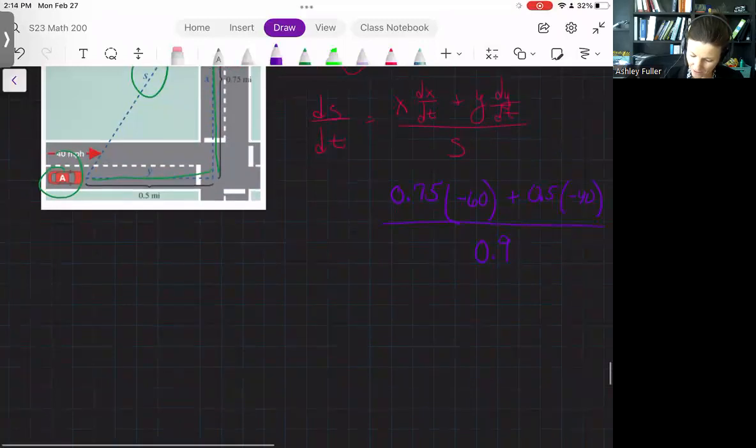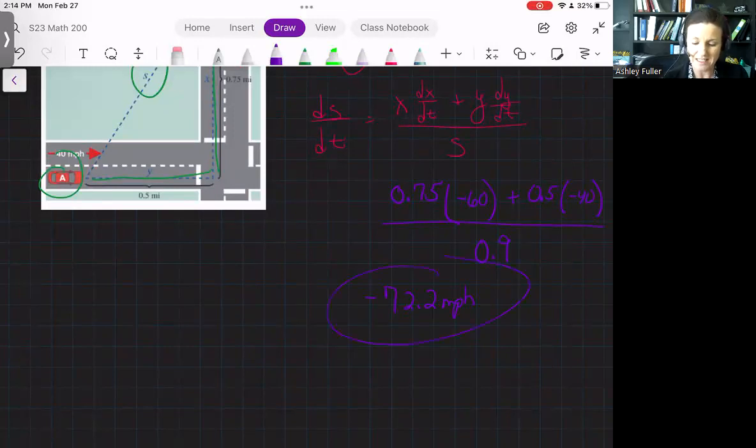If we calculate all of that, we get 72.2 miles per hour, and it's negative, which tells us that the distance between the cars is decreasing at 72.2 miles per hour. The last one I want to look at is an example that applies directly to business.